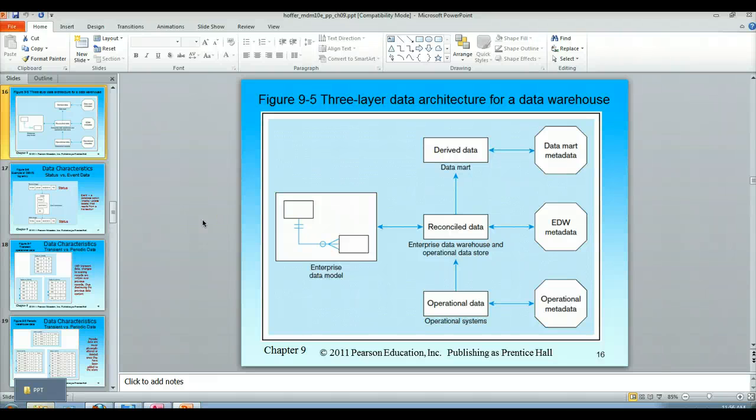Hello and welcome to the video lecture describing the three-layer data architecture for a data warehouse. One slide, going to try to make this as quick as possible. So we've got our enterprise data model.